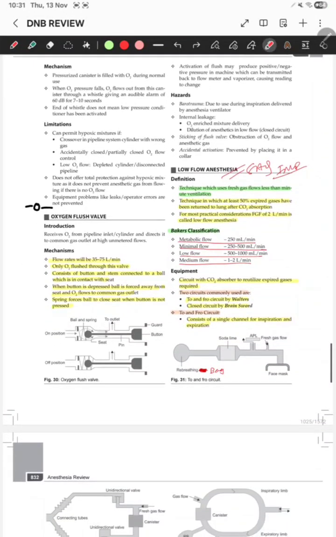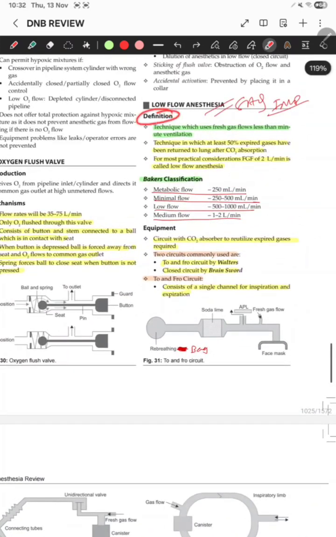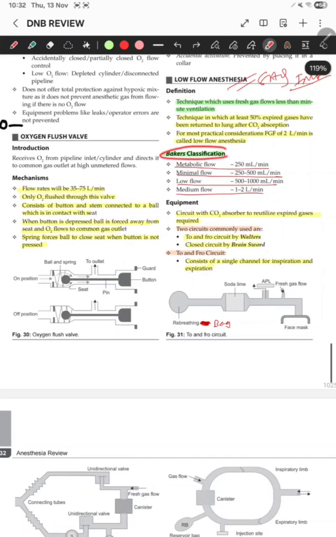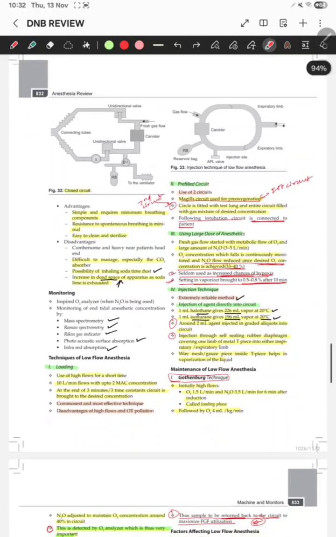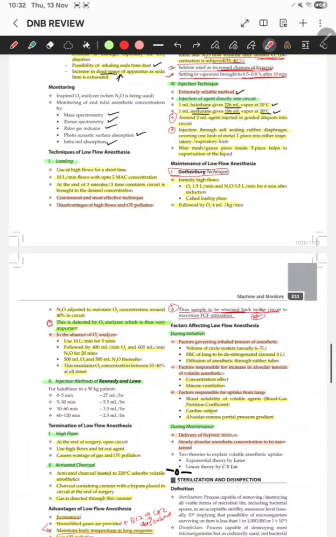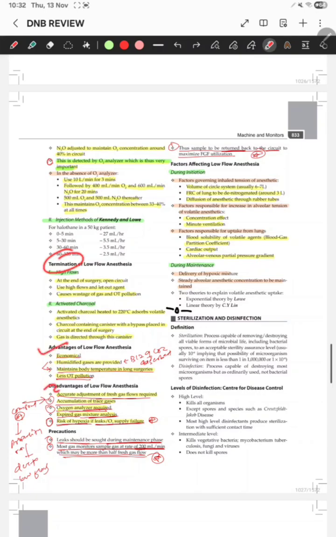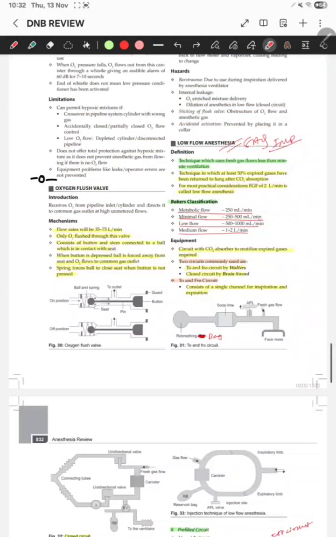Okay, so we will see low flow anesthesia. We will see it according to the points: definition first, then according to which it is classified, how to monitor, what the techniques are, then how to do maintenance techniques, then how to terminate, its advantages, disadvantages and factors affecting low flow anesthesia. These points we will discuss. So let's start.